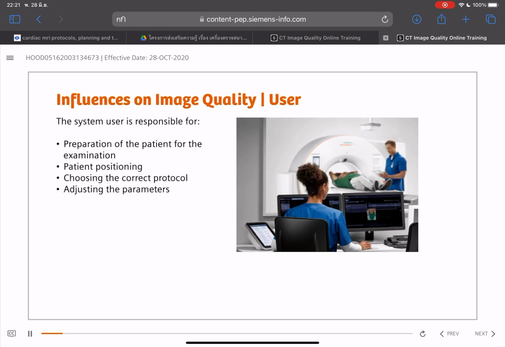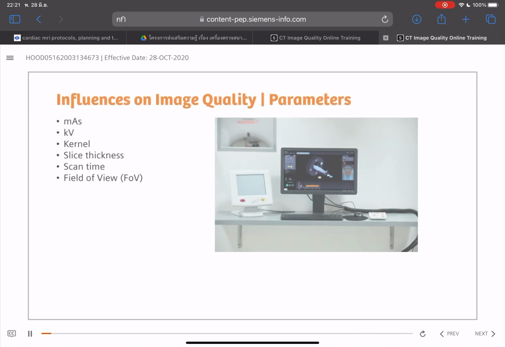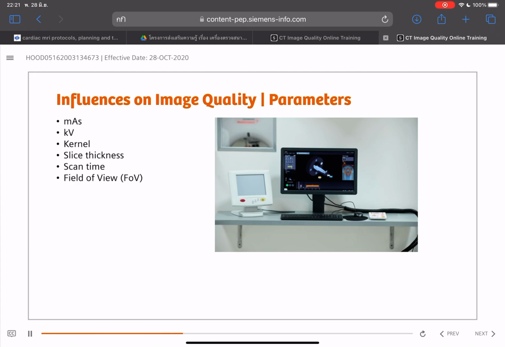The scanner user can also affect the image quality. It is the user's responsibility to ensure a correct patient preparation and positioning, select the appropriate clinical protocol, and adjust the parameters accordingly. The scan and image reconstruction parameters are key to obtaining a good image. Among others, milliampere second, mAs settings, kilovoltage, kernel, slice thickness, scan time, and field of view affect the image quality.